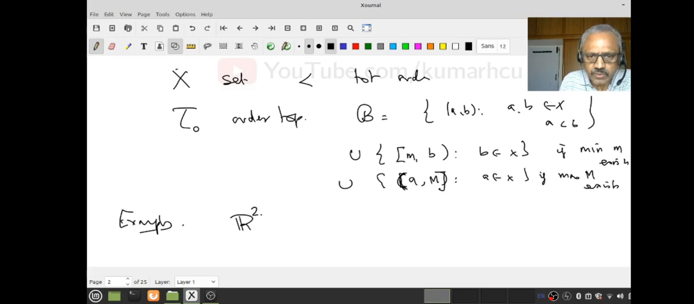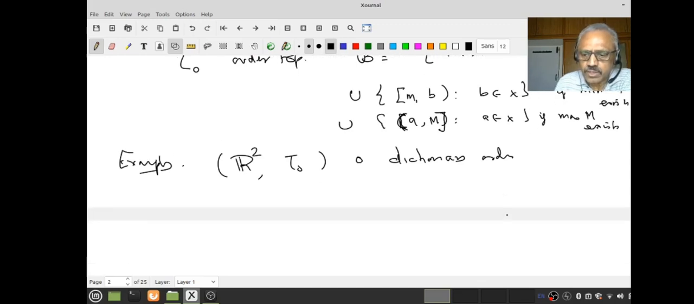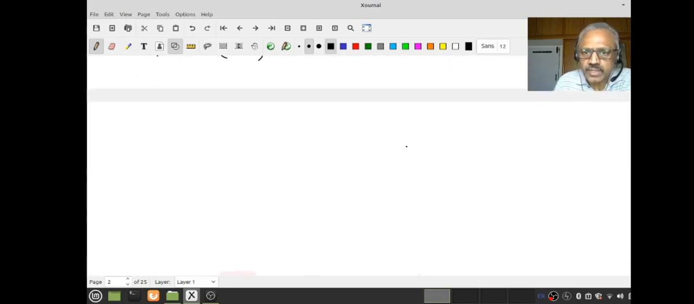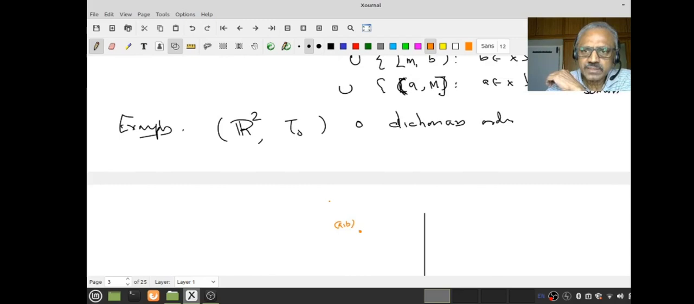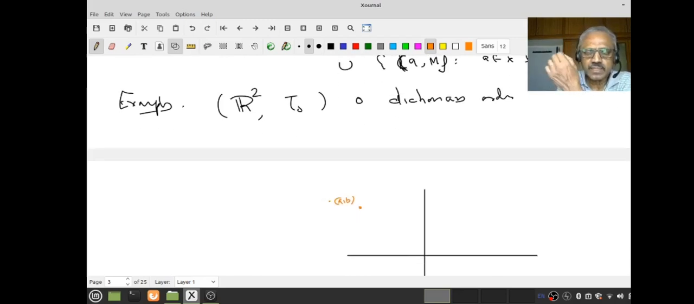So let us look at the examples. Let us take R^2 with tau O, where the order is the total dictionary order. So this is my R^2. Now I have a point (a, b). What do I want? I want the simplest open sets containing it. Now that we had already defined bases, we can just look at the typical basic open neighborhoods of (a, b), right?